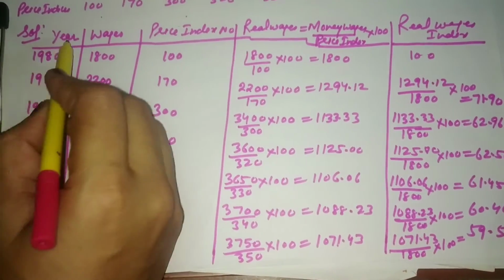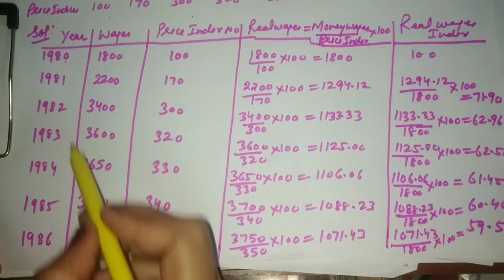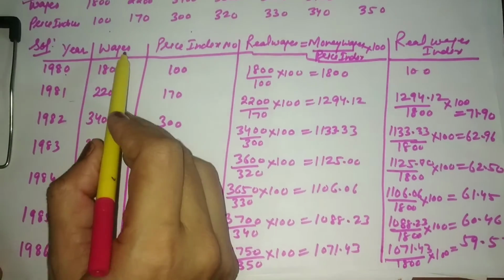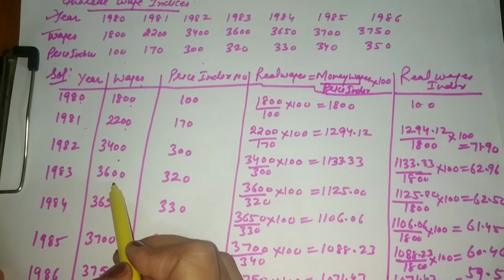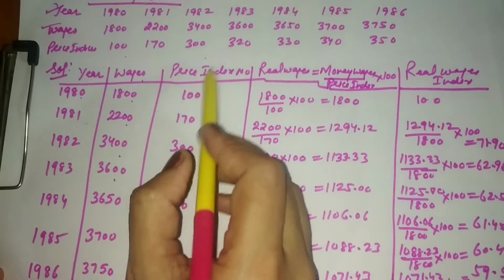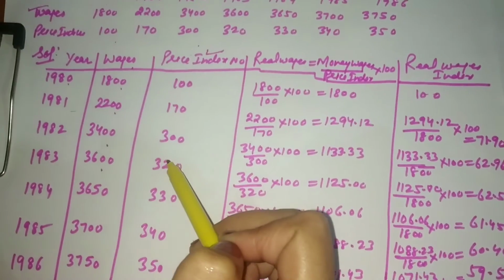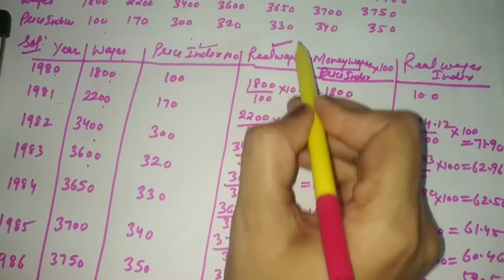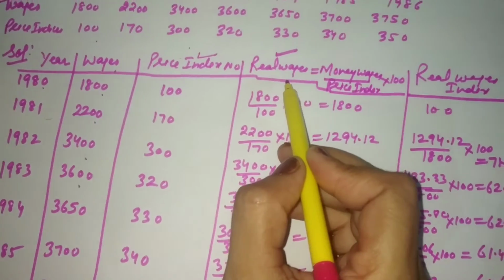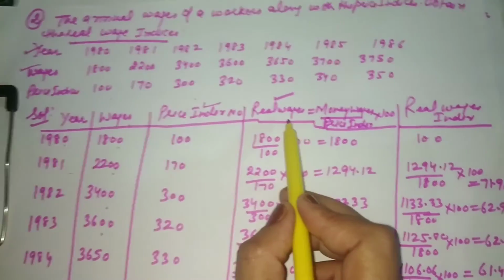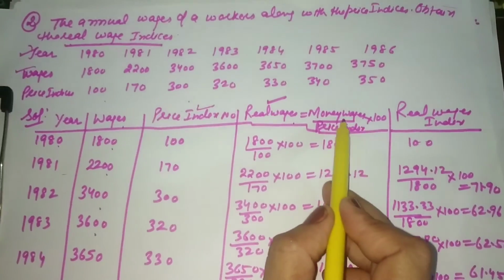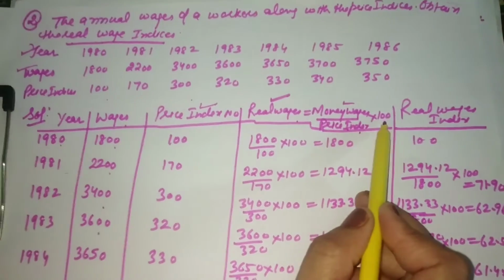Firstly we have written the years 1980 to 86. Then I have written wages: 1800, 2200, 3400, 3600, and this is given in the statement. The price index number is also given in the statement. Firstly, I have calculated the real wages, because the question is we have to find the real wages indices. Firstly, I will calculate real wages. The formula will be money wages over price index into 100.